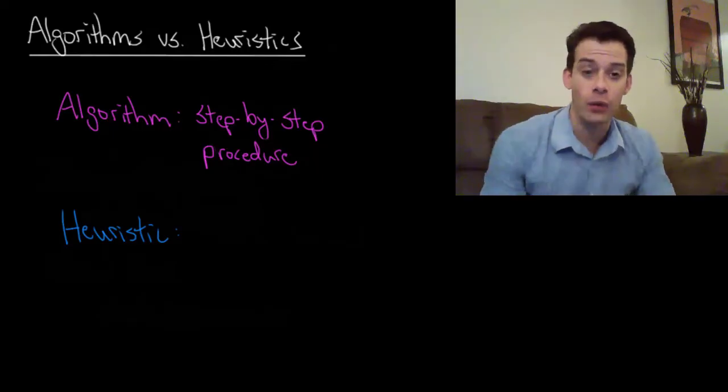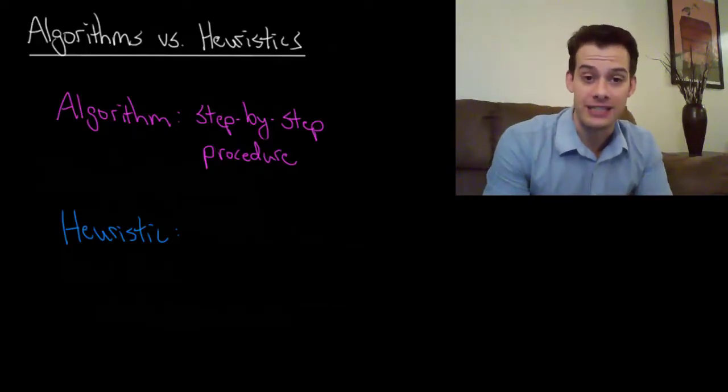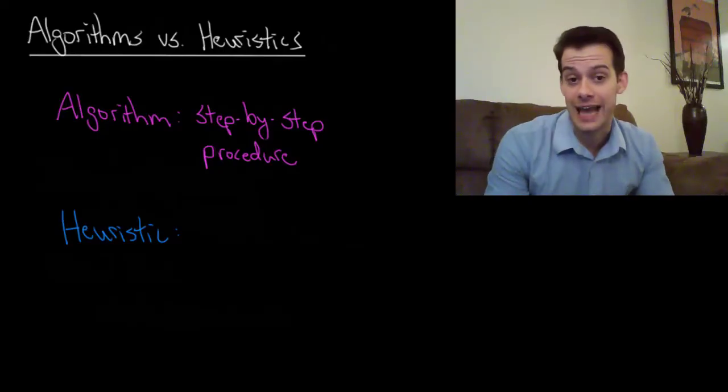In this video, I want to explain the difference between an algorithm and a heuristic, and then provide an example that will hopefully help you to see why it is that we tend to use heuristics. Now, first, what is an algorithm?